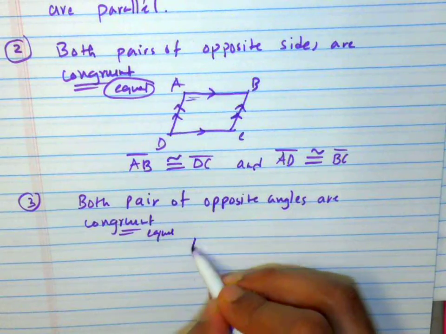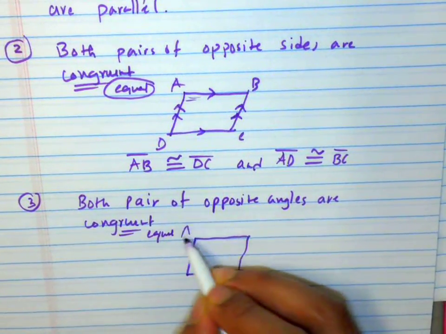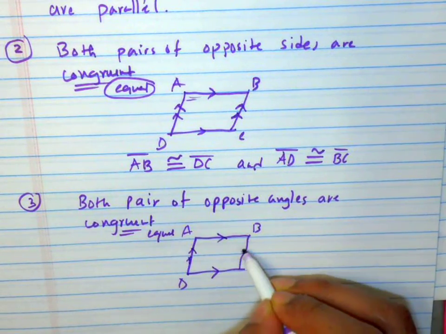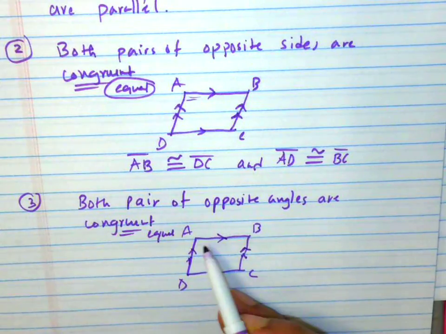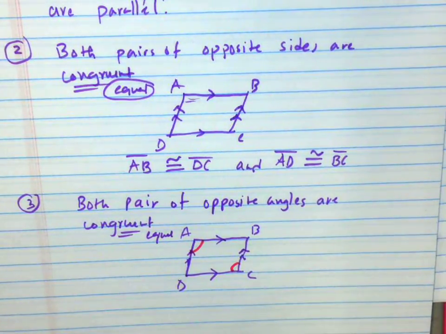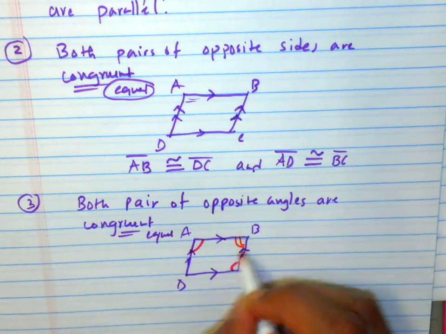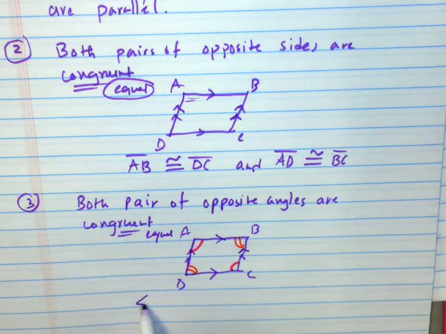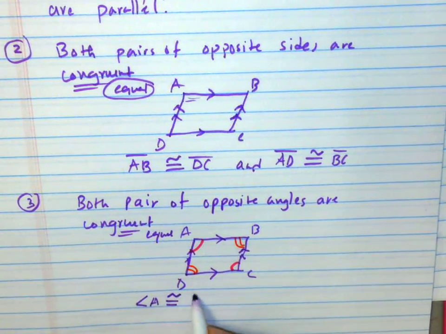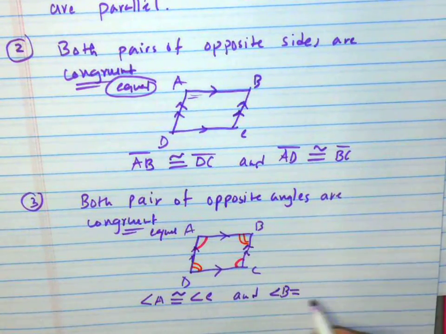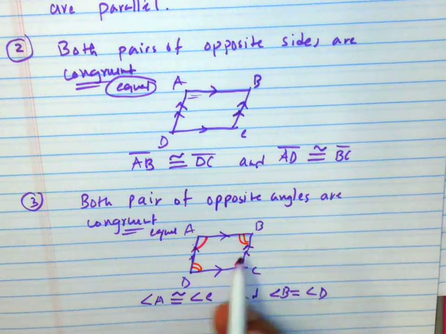So let's draw a parallelogram. Again, we have A, B, C, D. This is parallel to this. This side is parallel to this side. Now the opposite angles are, let's use a different color, this to this, and we have this to this. These are opposite. So it says that the opposite angles are congruent. So we say angle A is congruent to angle C, and we also have angle B is congruent to angle D. This is congruent to this. This is congruent to this.